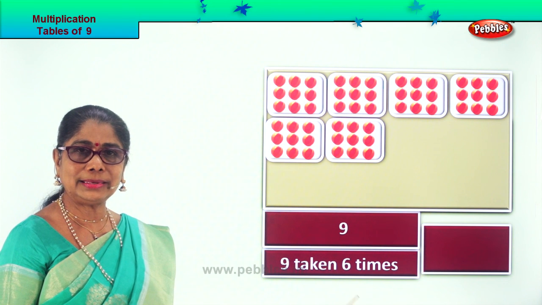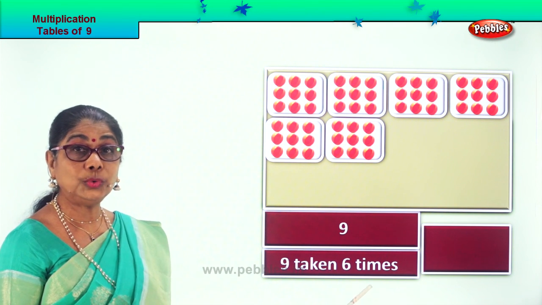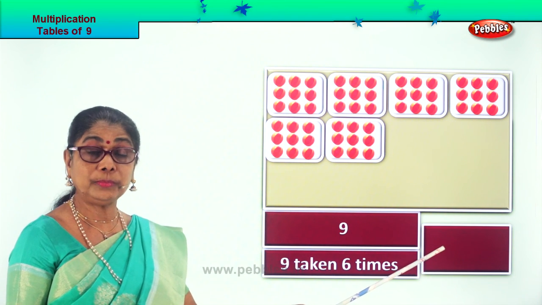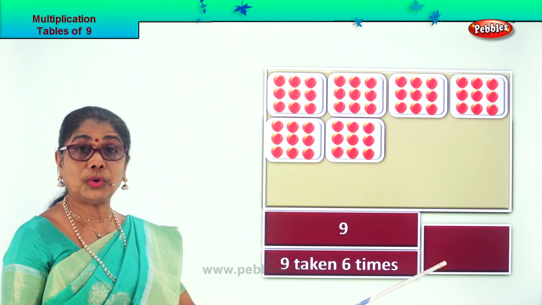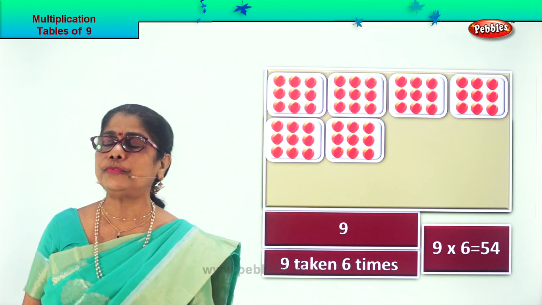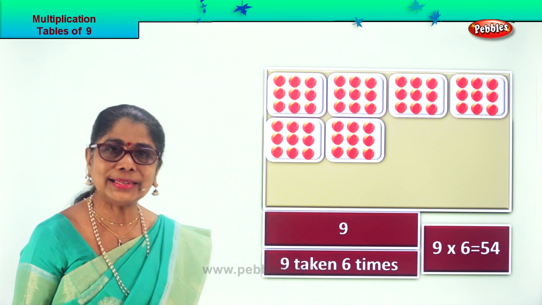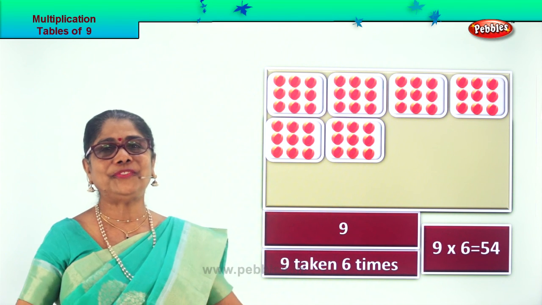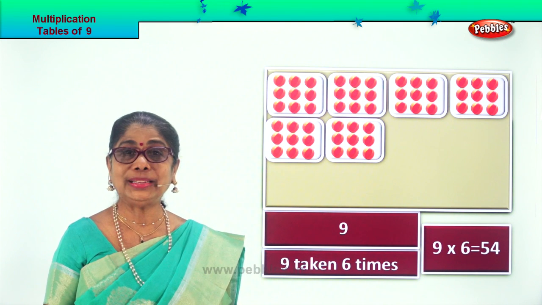9 taken 6 times is 9 into 6 or 9 6 times equal to 54. What is 9 sixes are? 54. What is 9 into 6?